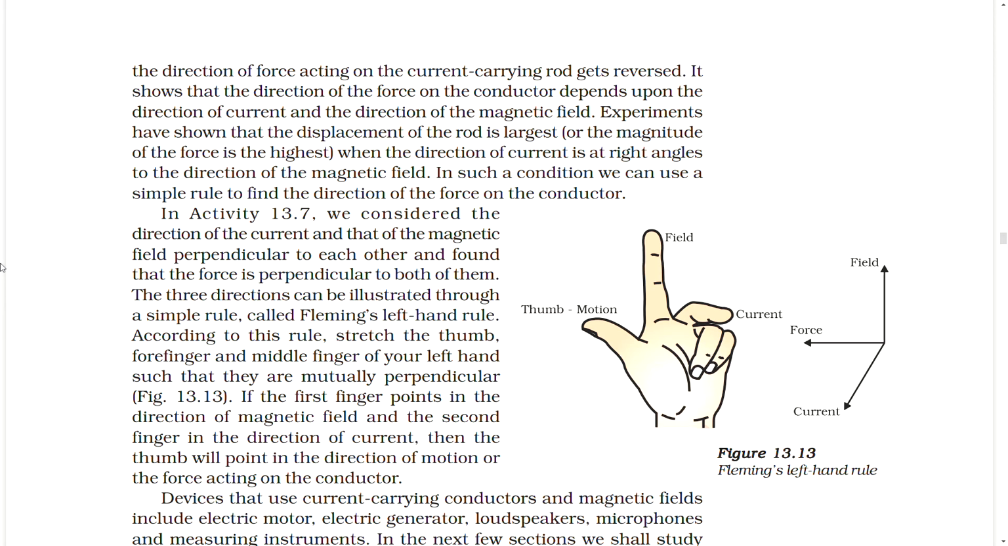It shows that the direction of the force on the conductor depends upon the direction of current and the direction of the magnetic field. Experiments have shown that the displacement of the rod is largest, or the magnitude of the force is the highest, when the direction of current is at right angles to the direction of magnetic field. In such a condition, we can use a simple rule to find the direction of the force on the conductor.